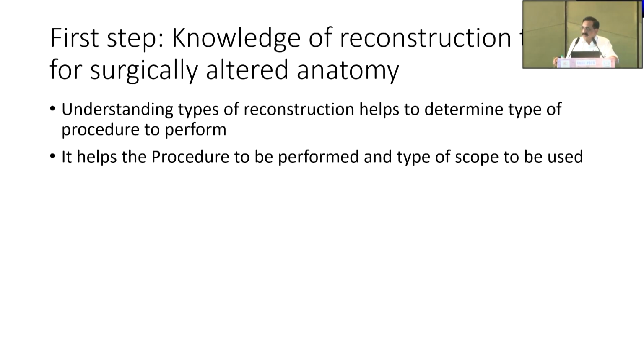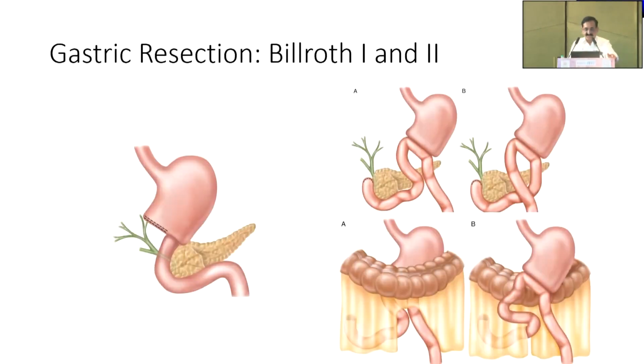The first step in doing any altered anatomy is reconstruction type: what kind of reconstruction has been done, what kind of different surgeries the patient has undergone, and what is the length of the loop which has been formed. It helps us understand what scopes to pick up, and based on the scopes picked up, we will find what accessories will be useful in these situations.